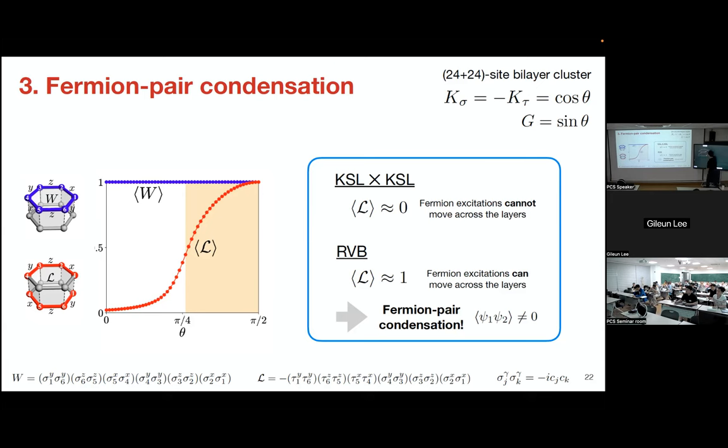So we have two layers, and on the upper layer we have a fermion excitation, and we have another fermion excitation on the bottom layer. If there is a fermion pair condensation, then fermion one is basically identical to fermion two. Because if there is a condensate, then we can freely add this particle into the system and freely remove this particle, right? So let's say we do this, then we have two fermions.